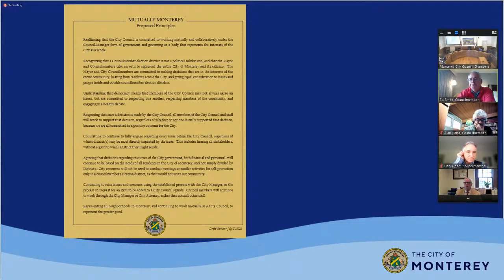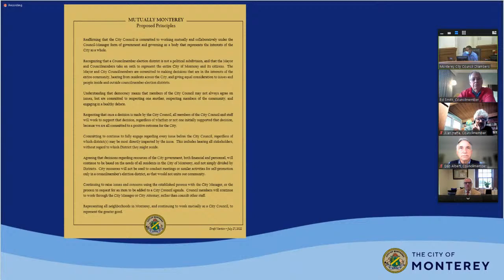Yes, Tyler, go ahead. So the fourth, I think it's the fourth paragraph, it identifies that all members of the city council and staff will work to support a decision. Let me just read it in full so it's clear. So it says, respecting that once a decision is made by the council, all members of the city council and staff will work to support that decision, regardless of whether or not one initially supported that decision.